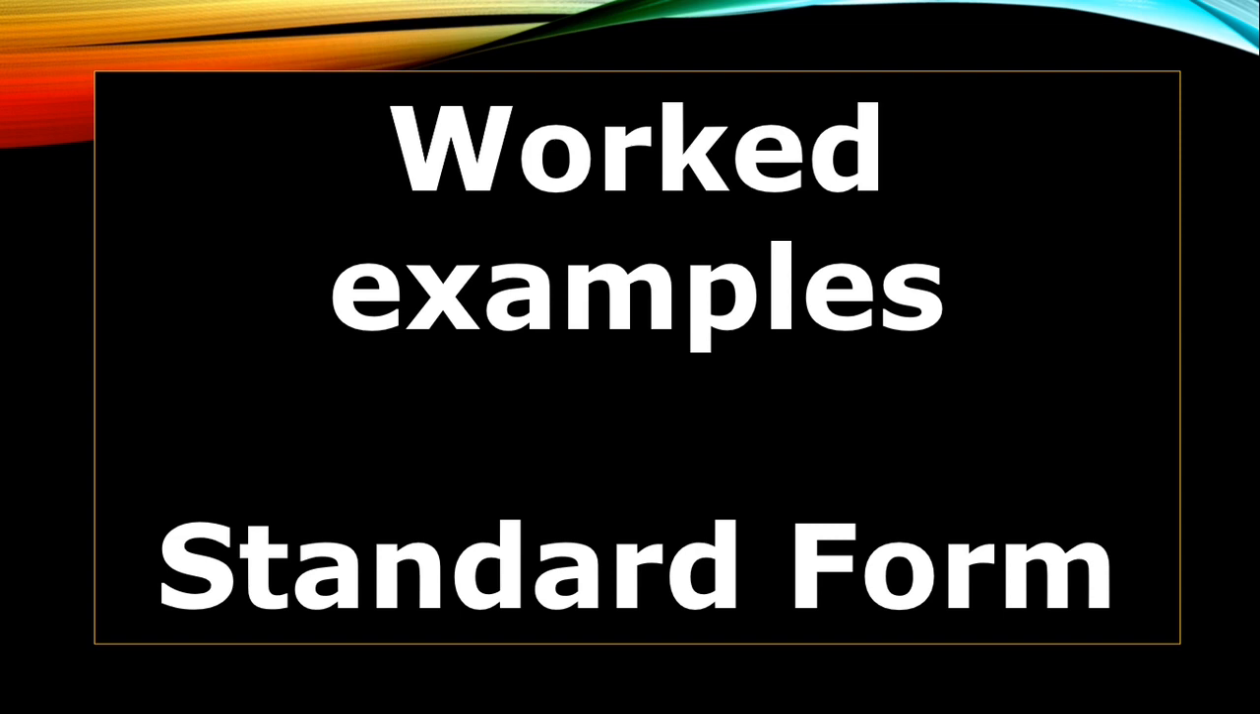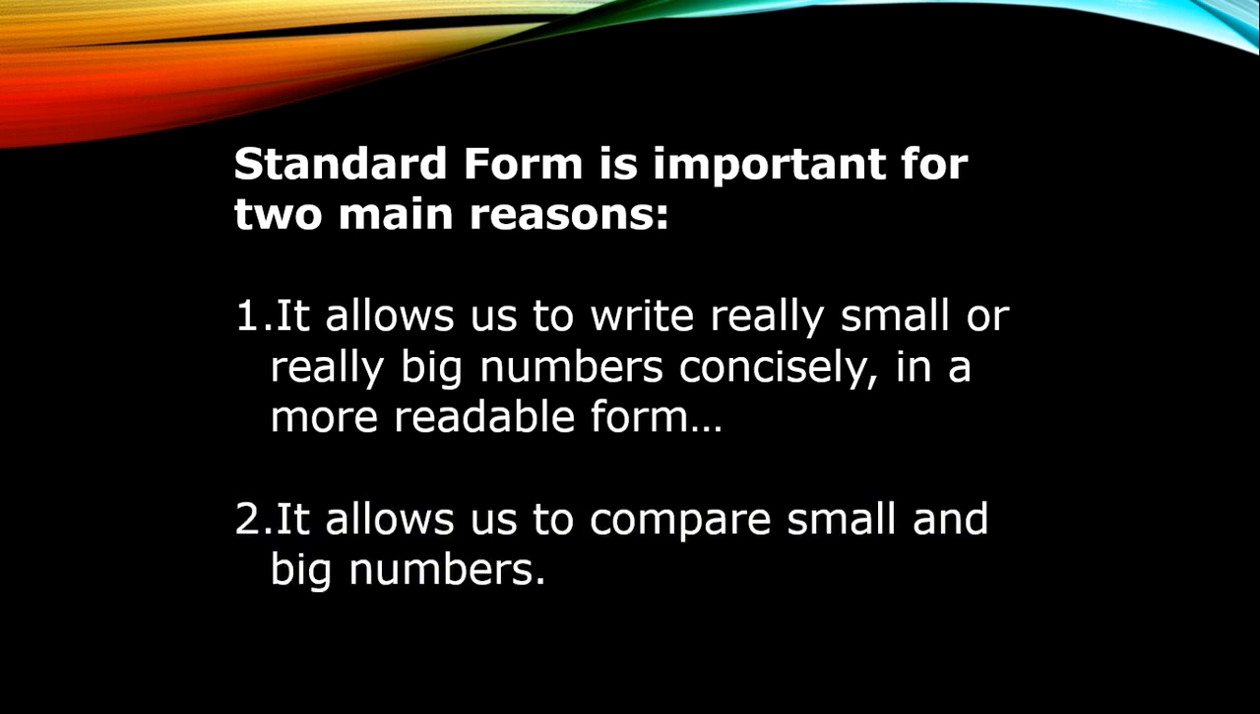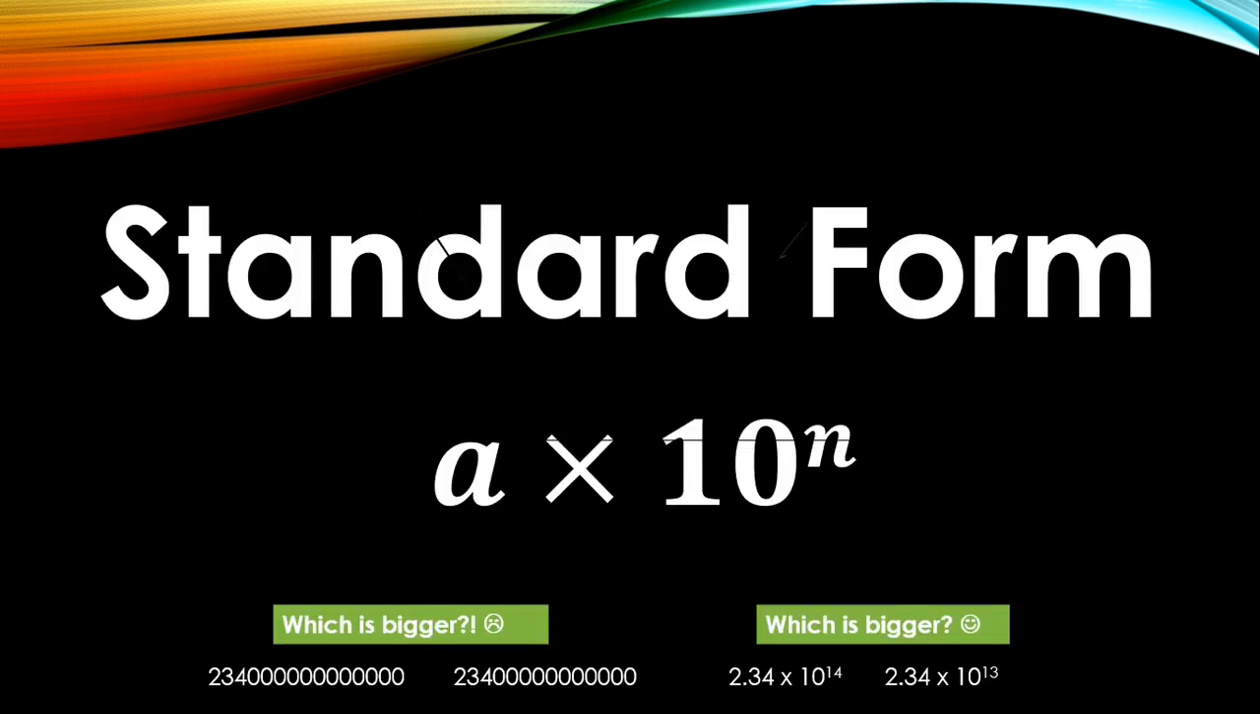We say that standard form is important for two main reasons. It allows us to write really small or really big numbers concisely in a more readable form, which we call scientific form. And it also allows us to compare these small or big numbers. All right. So we said again that the standard form is written in this notation: a times 10 to the power n, where a is any number from 1 up to 9.9999 and n is any whole number, be it negative, positive, or 0.